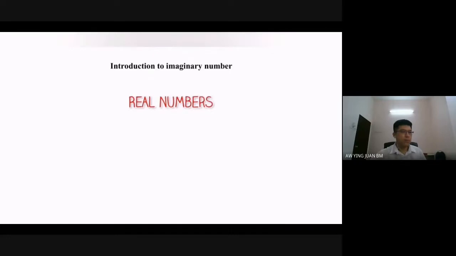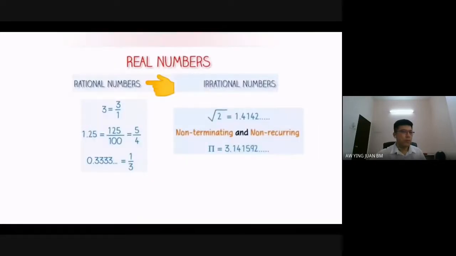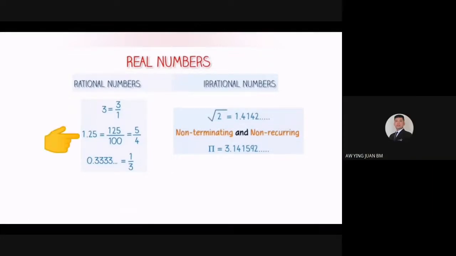We have already known what real numbers are. These are the numbers that can be represented on the number line. We also know that real numbers can be broadly classified as rational numbers and irrational numbers. Rational numbers are those that can be represented as a ratio of two integers with no common factors. Irrational numbers, on the other hand, cannot be expressed as a ratio of two integers. When expressed in decimal notation, they are non-terminating, non-recurring decimals.